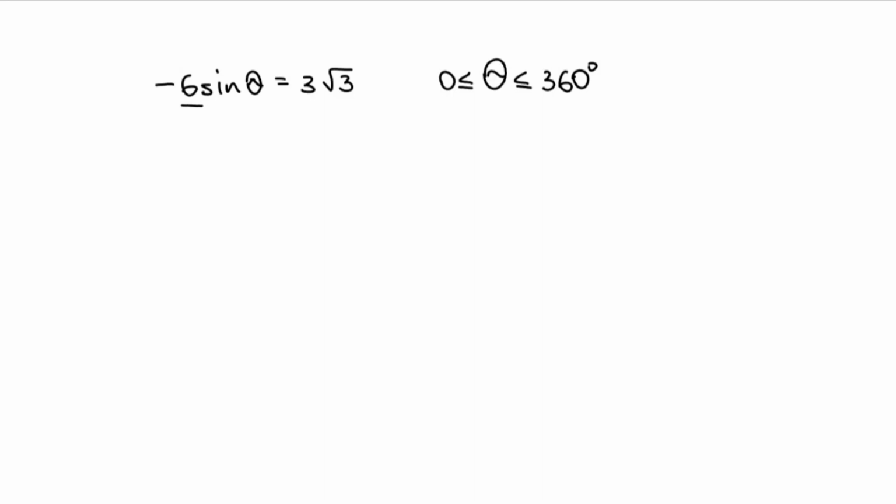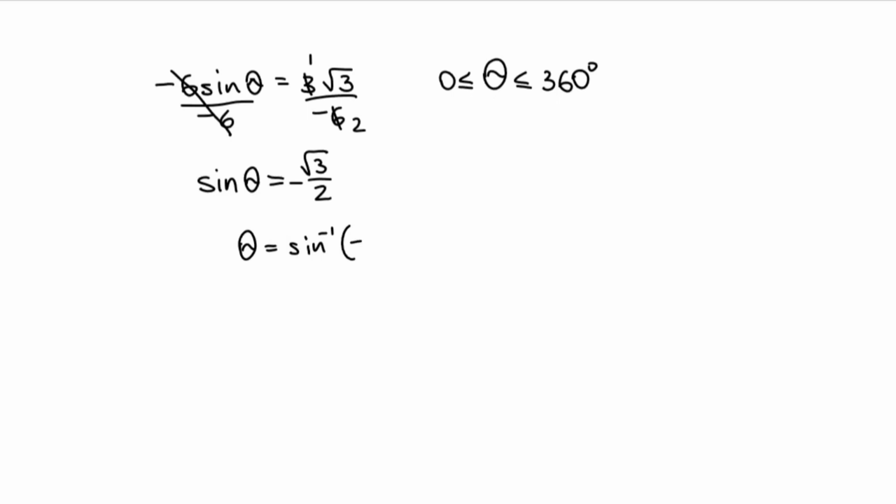So first, let's divide by negative 6 on each side of the equation. This will help us reduce it here, and we end up with sine theta. Then here, 3 and negative 6 can be reduced, and this will give us 1 and 2. Therefore, we end up with the ratio of square root of 3 over 2 with a negative, and sine theta is equal to that value. Again, we have an exact value of the sine ratio. So theta will equal sine inverse of negative square root of 3 over 2.